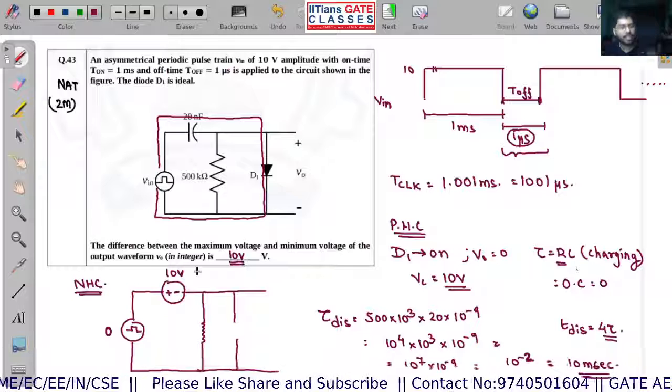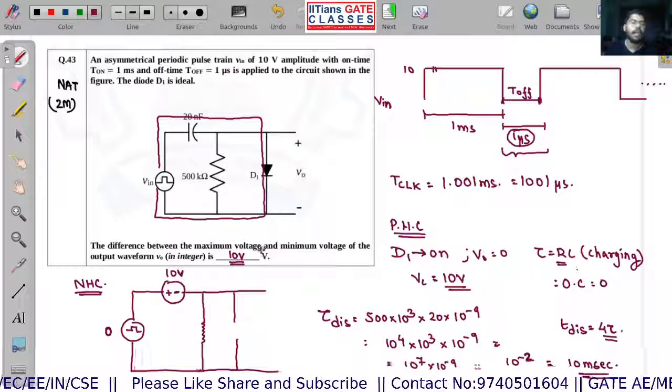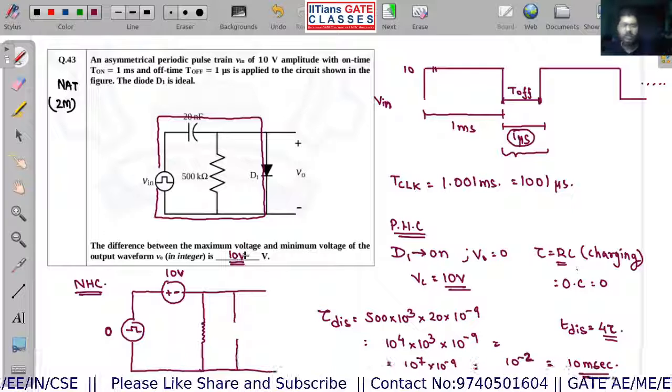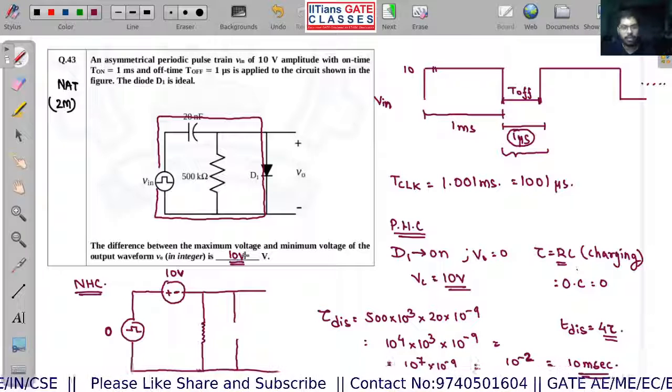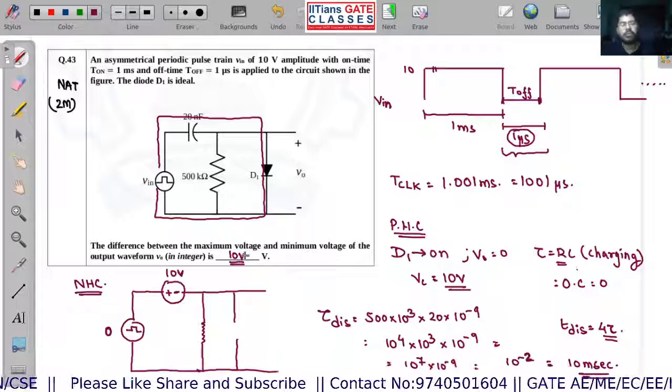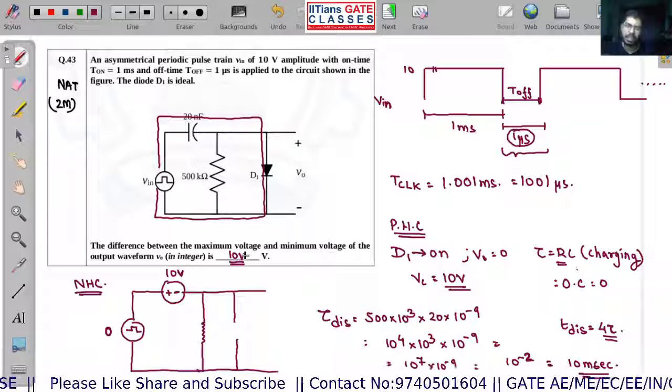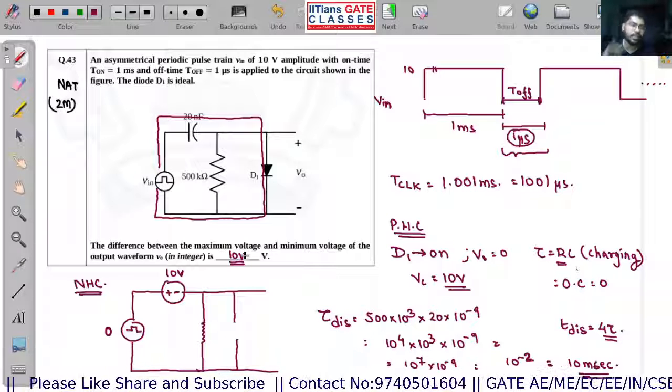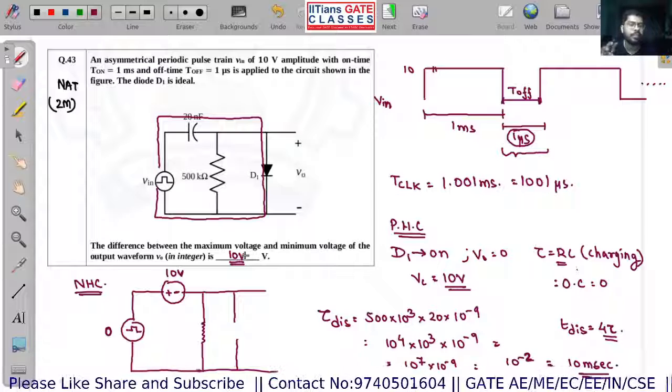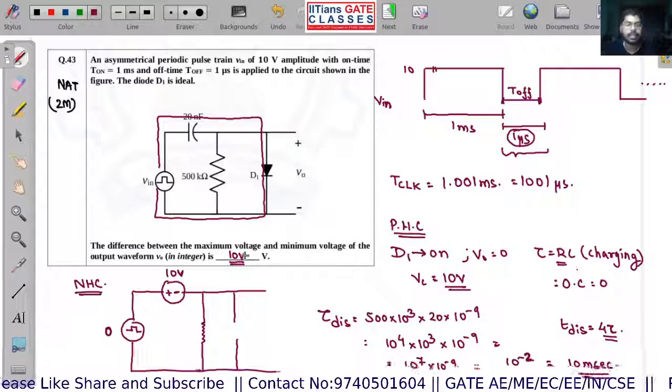This is basically a clamper circuit. It is used in analog electronics, but I thought I will cover it here. The concept of clamping circuit is not required that much, but this circuit is known as a clamper, a negative level clamping circuit.